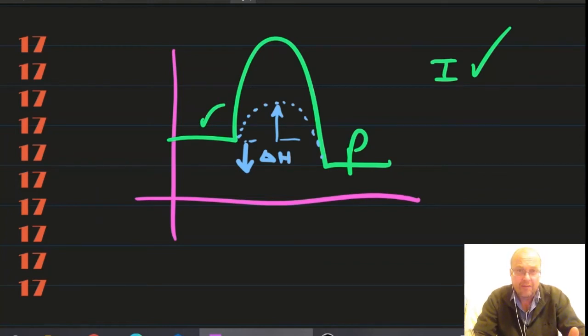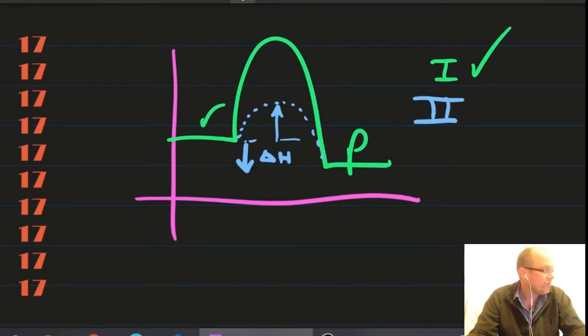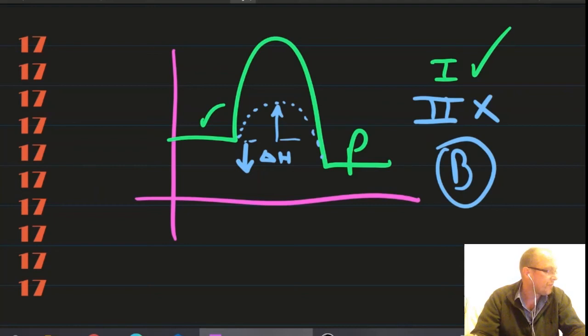How could you change that? You just have to change the reaction. So, a catalyst reduces the enthalpy change of a reaction. That's wrong. Is that enough? One's right, two's wrong. Yeah, that's going to be B. For completeness' sake, catalysts provide an alternate reaction pathway. Yeah, that's true. So 3 was indeed true.